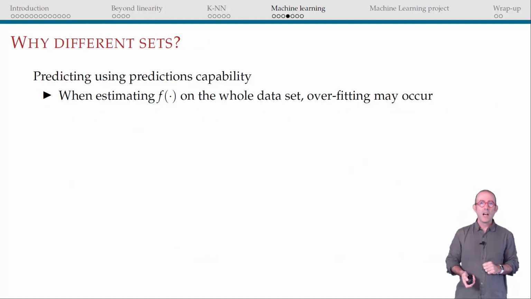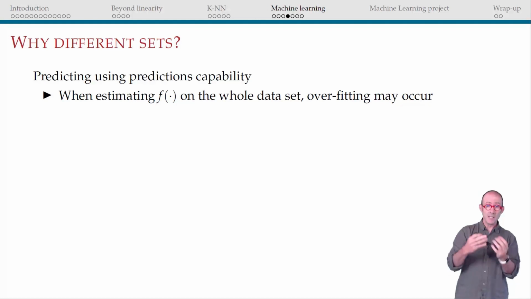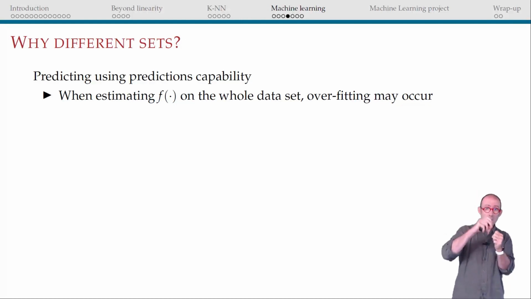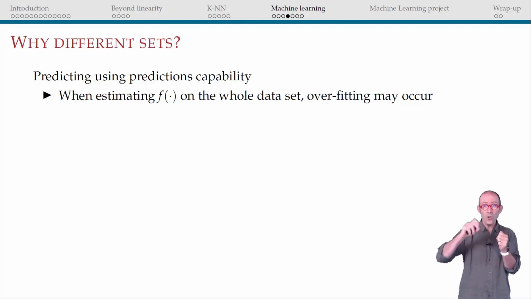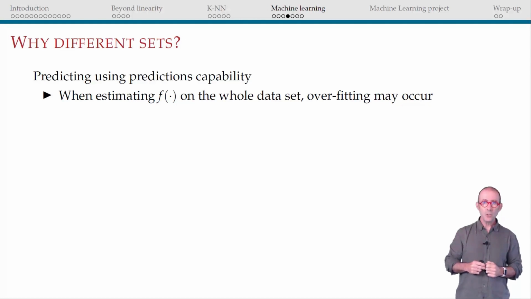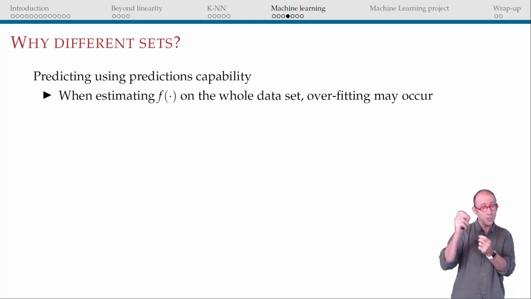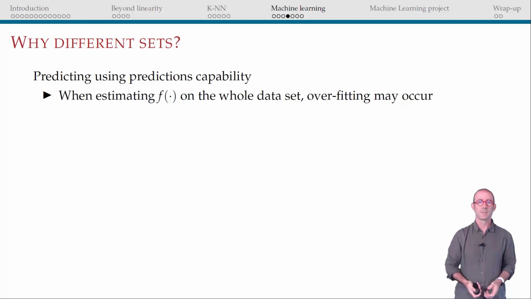In fact, what is the problem? Why do we do that? Well, if we estimate f on the whole data set, as we have seen, for example, with the KNN, we may have some overfitting. By trying to minimize the error, we may end up with a curve that is overfitting the data. In the extreme, it will be the curve that goes around all observations. And that's not good, because for a new observation, you will not really be good at predicting.